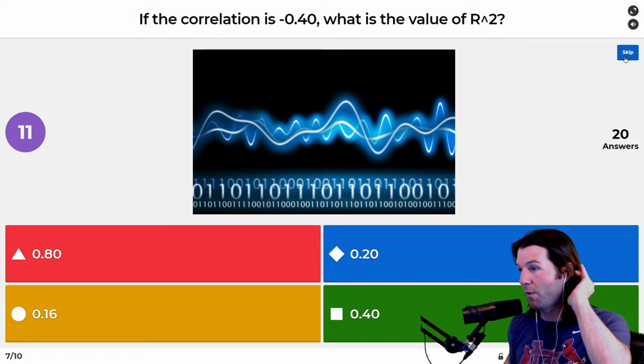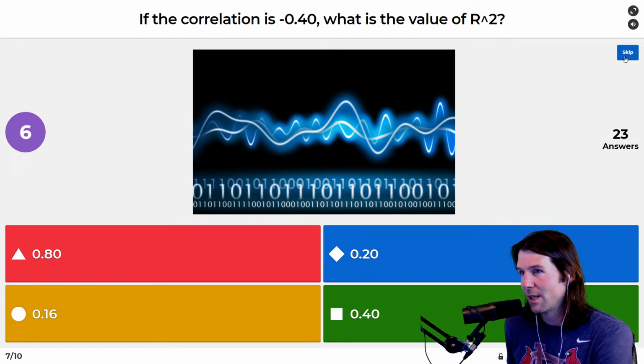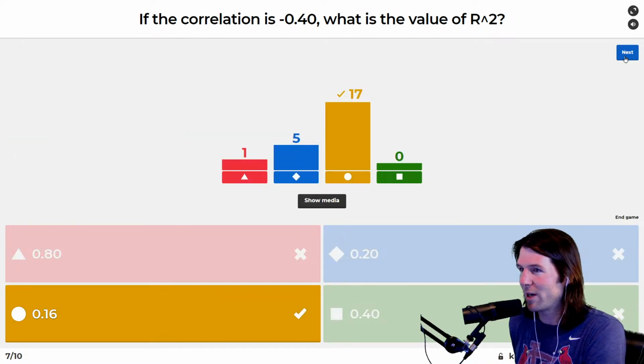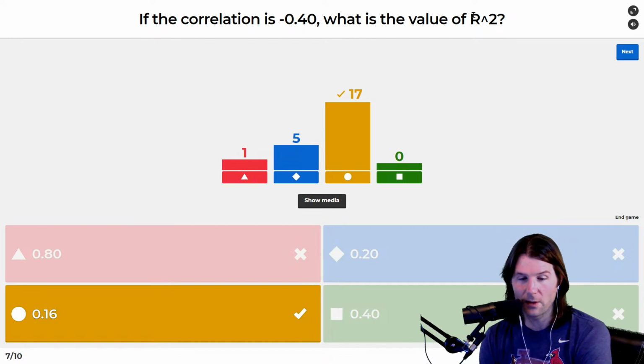R squared, known as the coefficient of determination, is the percent of variation in y explained by the variation in x. Basically, it tells us how much of y we understand by knowing x. The higher it is, the better. The lower it is, the less we understand. Lucy's dropping the hints right there. Take r and square it. That is how we get r squared.